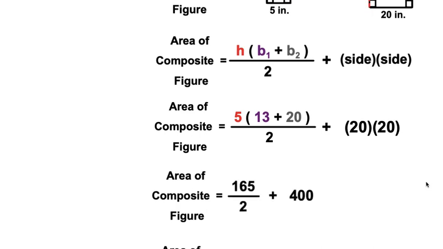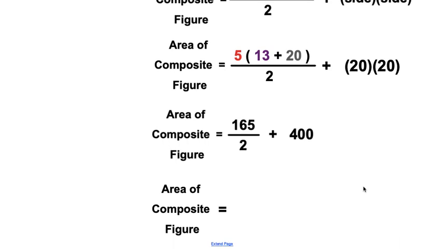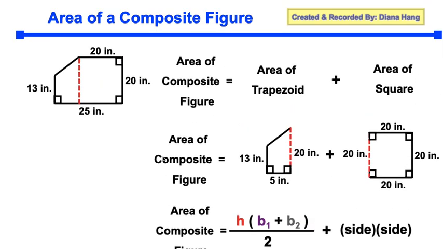When we simplify the expression, 20 times 20 is 400, and the simplified numerator becomes 165. Divide that by 2 and add that number to 400. Our final answer is 482.5 square inches, and that represents the area of this composite figure.